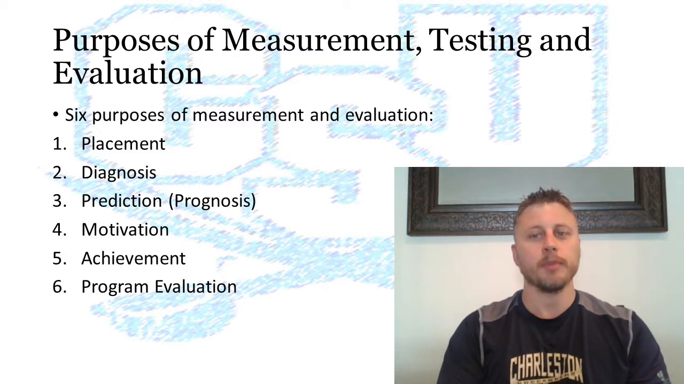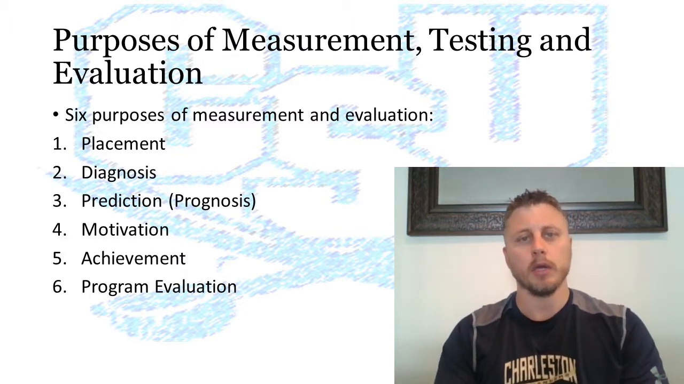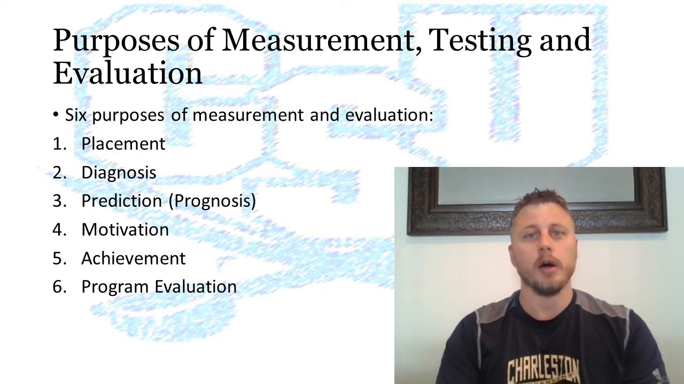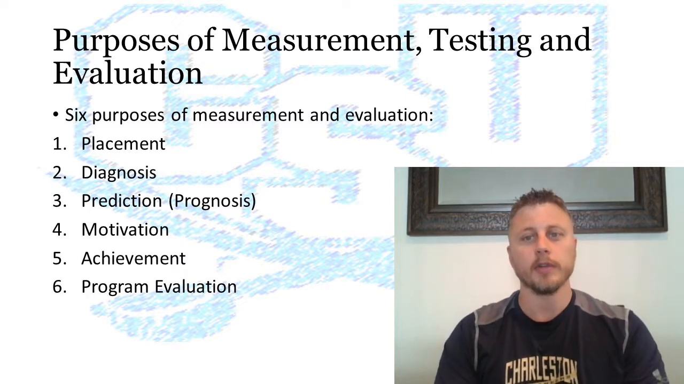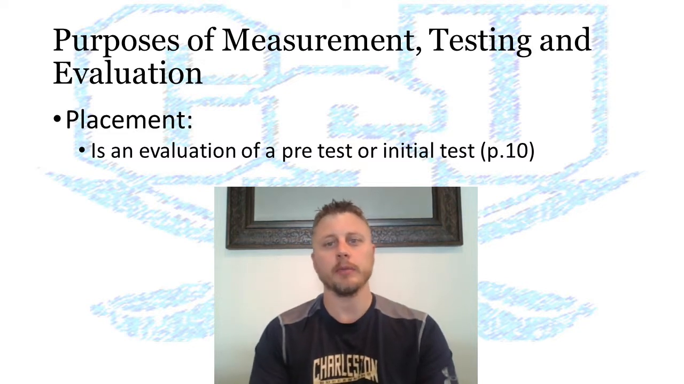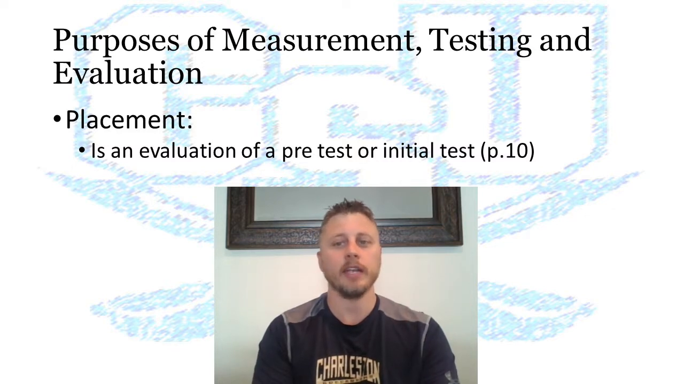There are 6 purposes of measurement and evaluation. We're going to go over each of them independently, but here's a good slide to basically pause for a moment, write down these 6 on a note card or guide or however you're taking notes. So now we're diving into the meat and potatoes of this chapter with the first of the 6 purposes, placement, which is an evaluation of a pretest or an initial test.